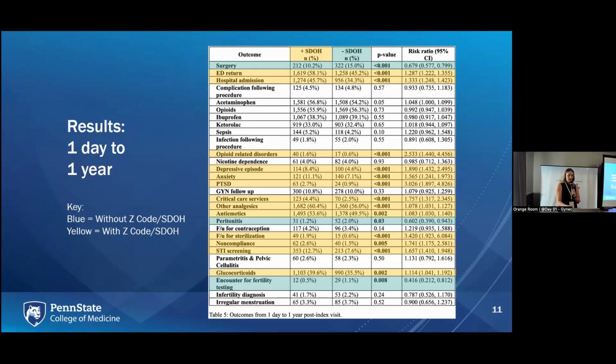Mental health and behavioral outcomes remained elevated within this population, with significantly increased risk of depressive episodes, PTSD, follow-up for sterilization, and medical noncompliance. Likewise, rates of opioid-related disorders and anxiety were significantly higher compared to patients without Z codes. On the contrary, patients with Z codes were significantly less likely to undergo surgical procedures, be diagnosed with peritonitis, and have an encounter for fertility testing during the same period.